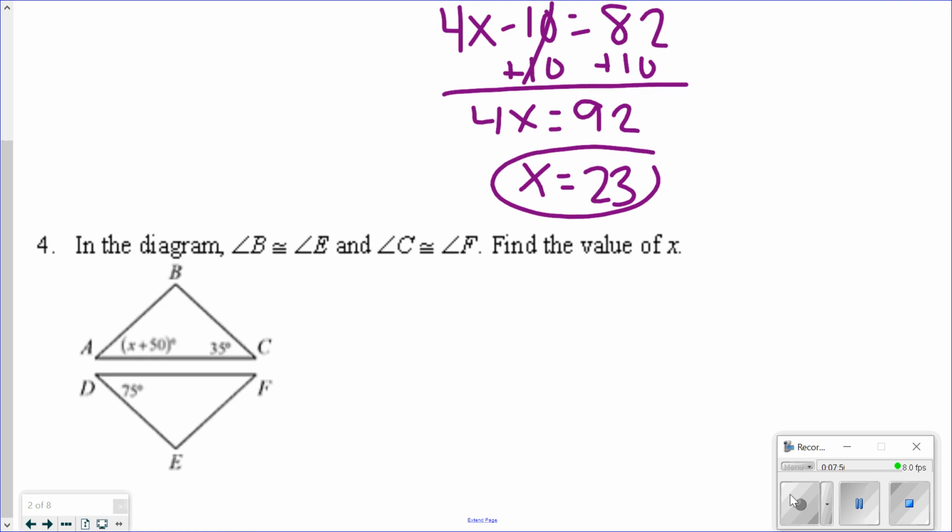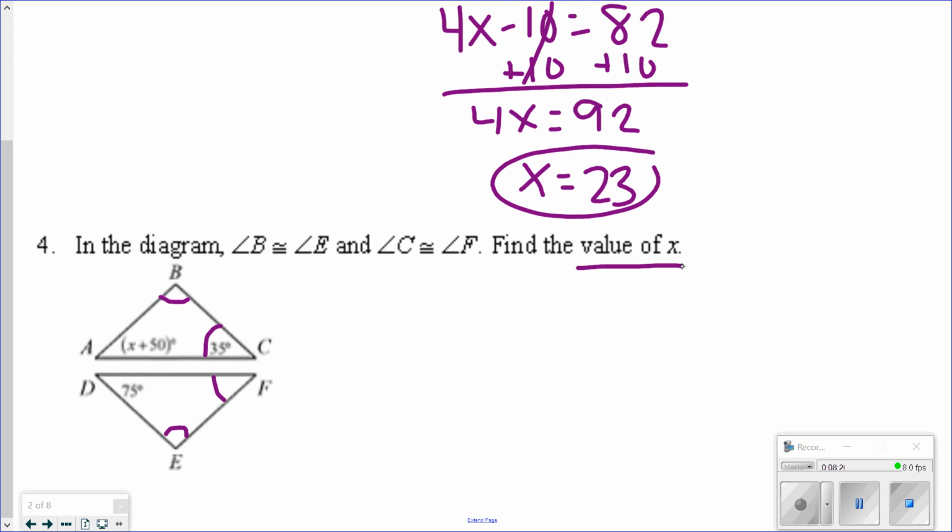Question number 4, in the diagram, angle B is congruent to angle E. I'm actually going to make that marking so I know as I go through this problem. So those two angles are congruent, meaning they are the same measure. Angle C is congruent to angle F. So this angle here is congruent to this angle here. Find the value of x.